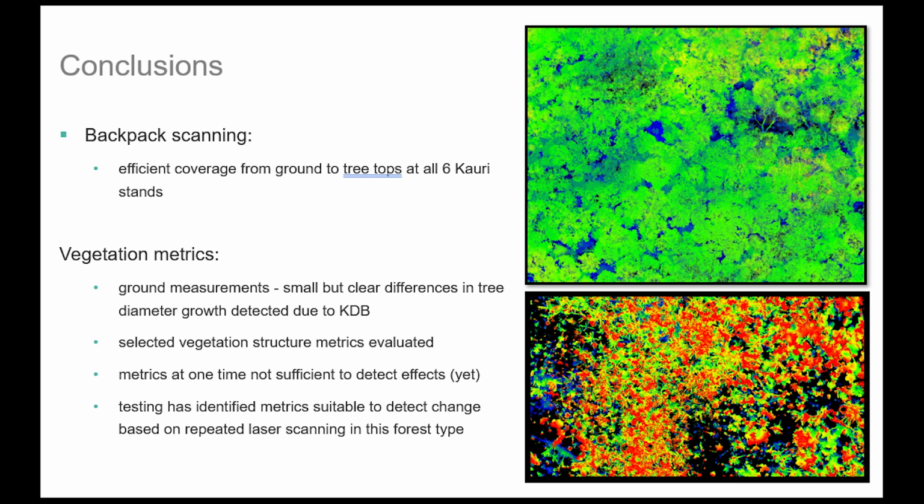So the applied technique showed a very efficient coverage of the forest vegetation, and the selected metrics unfortunately did not detect changes caused by kauri dieback at one point in time. But the testing that I did has identified metrics which will be suitable to detect changes if we repeat the scans at the same locations at a second point in time.